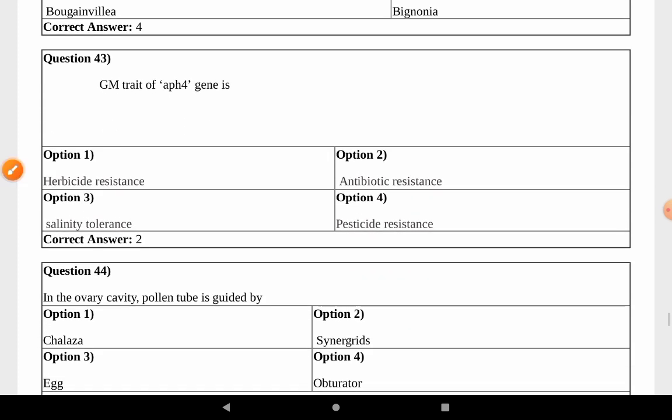Our next question is GM trait of APH4 gene is option 1 herbicide resistant, option 2 antibiotic resistant, option 3 salinity tolerance, option 4 pesticide resistant. So the correct answer is option 2. APH4 gene provides antibiotic resistance in GM crop.